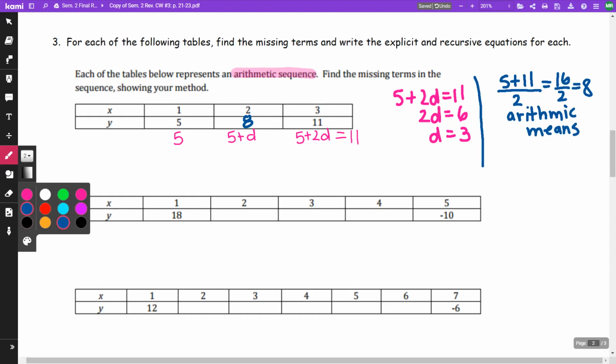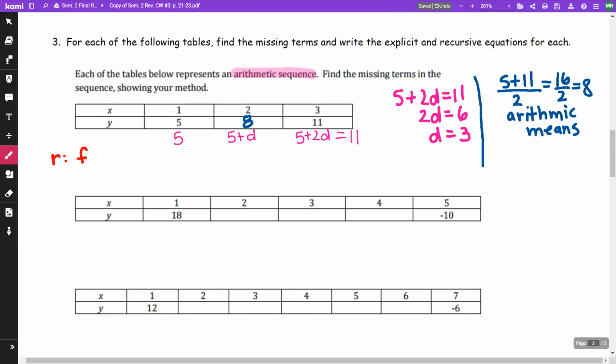So my recursive one, I'm going to put R for recursive. I'm going to start with f of 1. F of 1 is equal to 5. And then that means f of, I'll use x because these are x's here. F of x is going to equal f of x minus 1. That's always what you're going to do with recursive. It's always 1 less. And then what are we doing? We're adding 3.